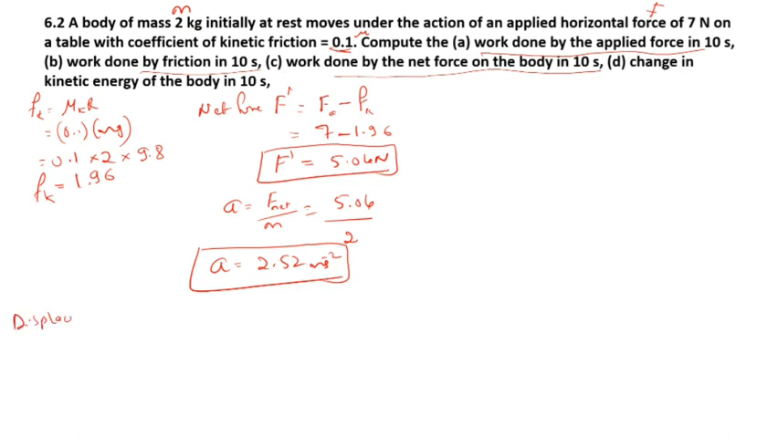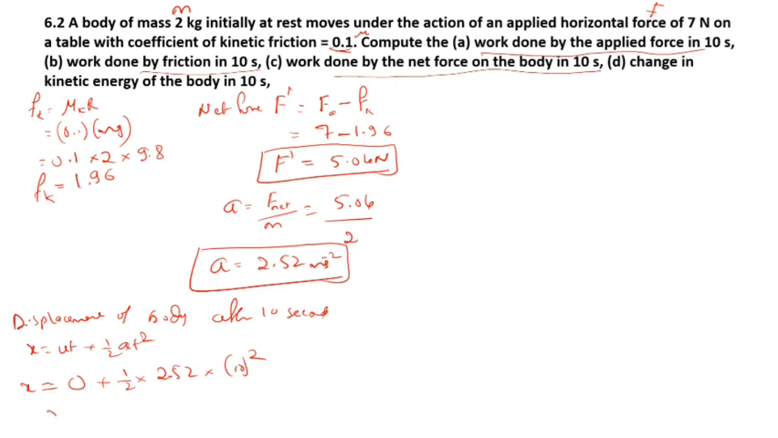Displacement of a body after 10 seconds. Which formula do we use here? That is x equal to ut plus half at square. So x is equal to, this will be 0 because the initial velocity was 0, and 1 by 2, acceleration is 2.52, and this is time 10 square. So finally x equal to 126 meter.